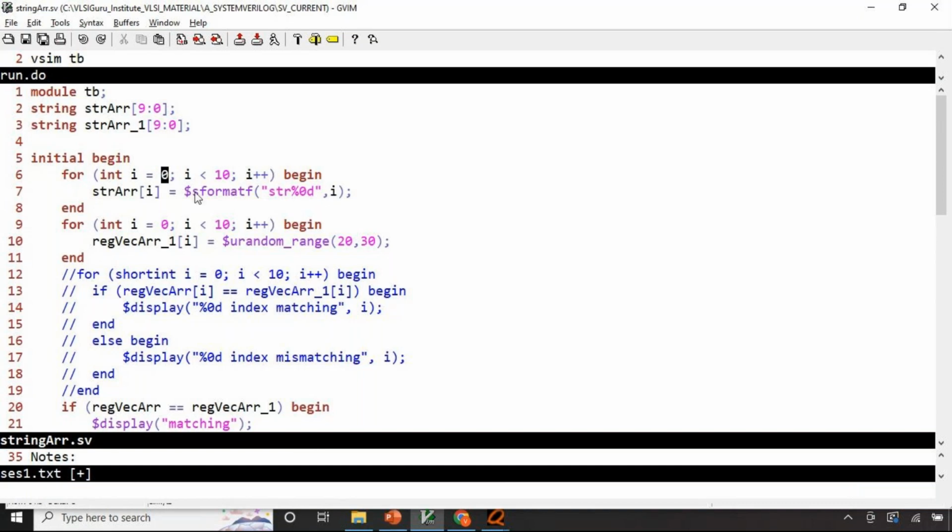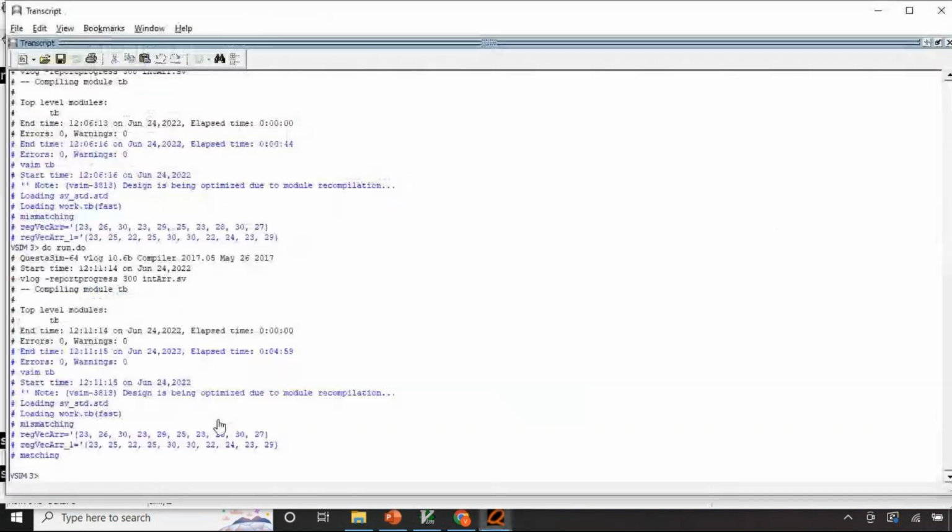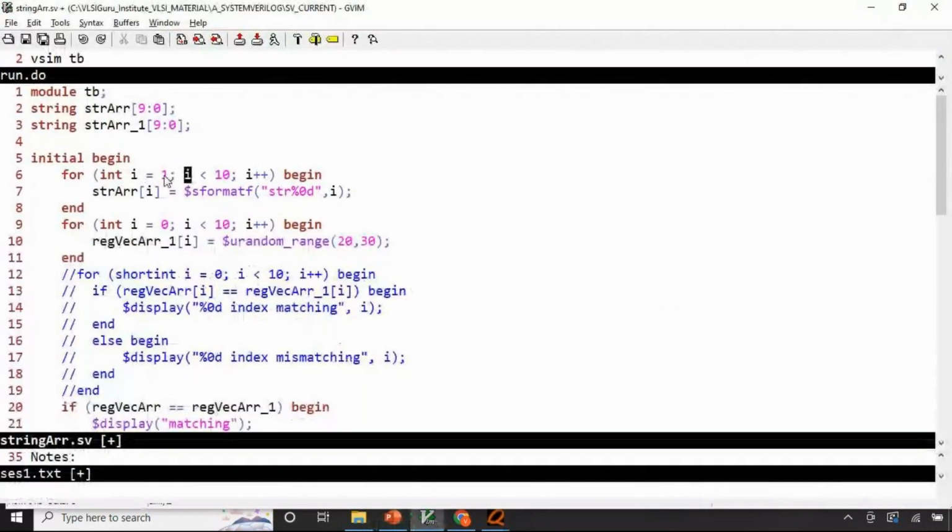First iteration, what will come? See, where do I want the names to be? 1 to 10, right? So my iteration should start from 1, less than or equal to.